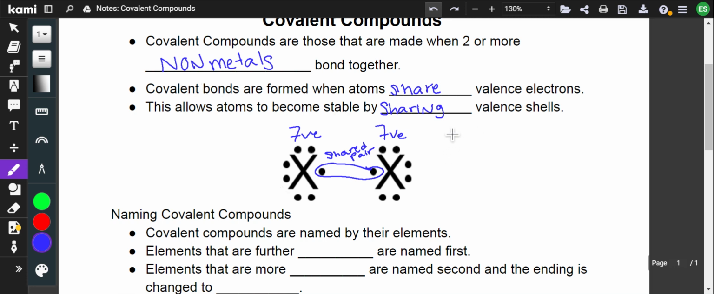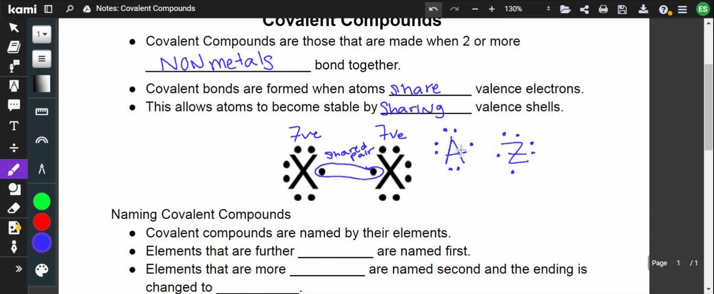I'm going to draw another one off to the side here between two elements. Let's make them element A and element Z just to help out. Now let's say element A has 7 valence electrons. 1, 2, 3, 4, 5, I'll go this way, 6, 7. So element A has 7 valence electrons. Let's say element Z has 6. 1, 2, 3, 4, 5, 6.